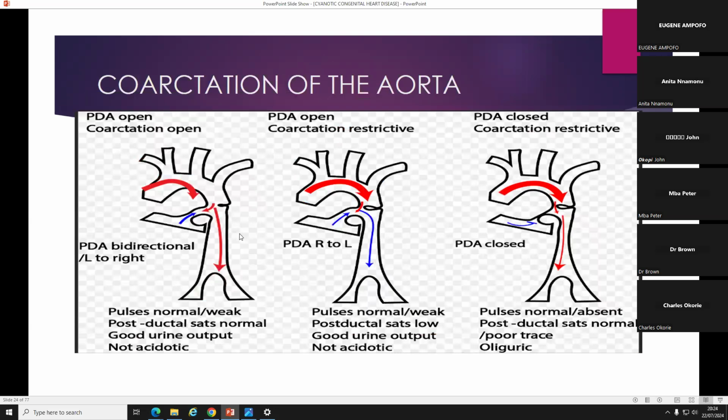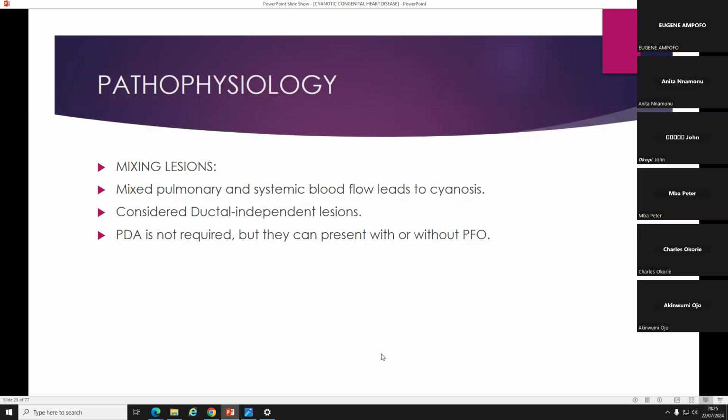Coarctation of the aorta, as we earlier mentioned, is just a schematic presentation of the different levels where one can have coarctation. They basically present with differential pulses. So weaker pulses in the distal extremities, and they can also have differential oxygen saturation, differential cyanosis.